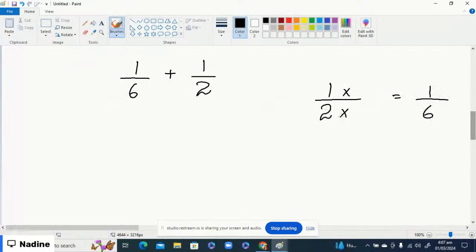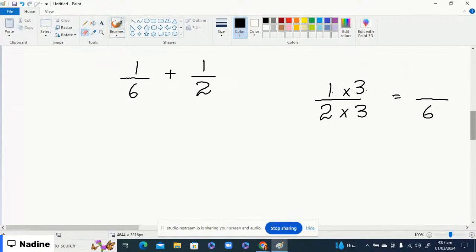Which number are we going to multiply 2 by? That is 3, because 3 times 2 is 6. So here the denominator is 6. And now what is the numerator? 3 times 1 is 3. It's not 1.